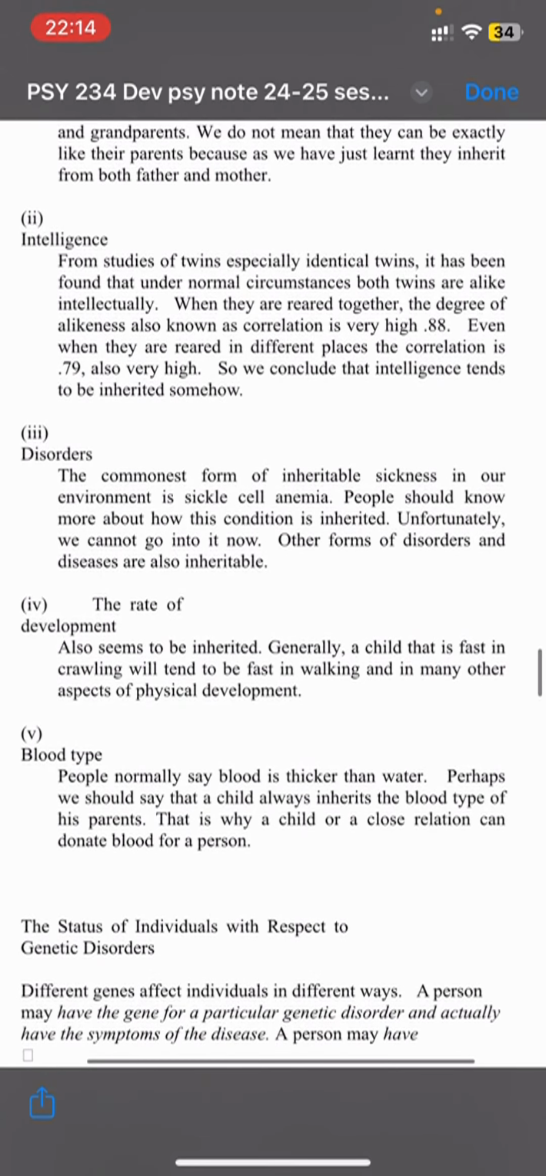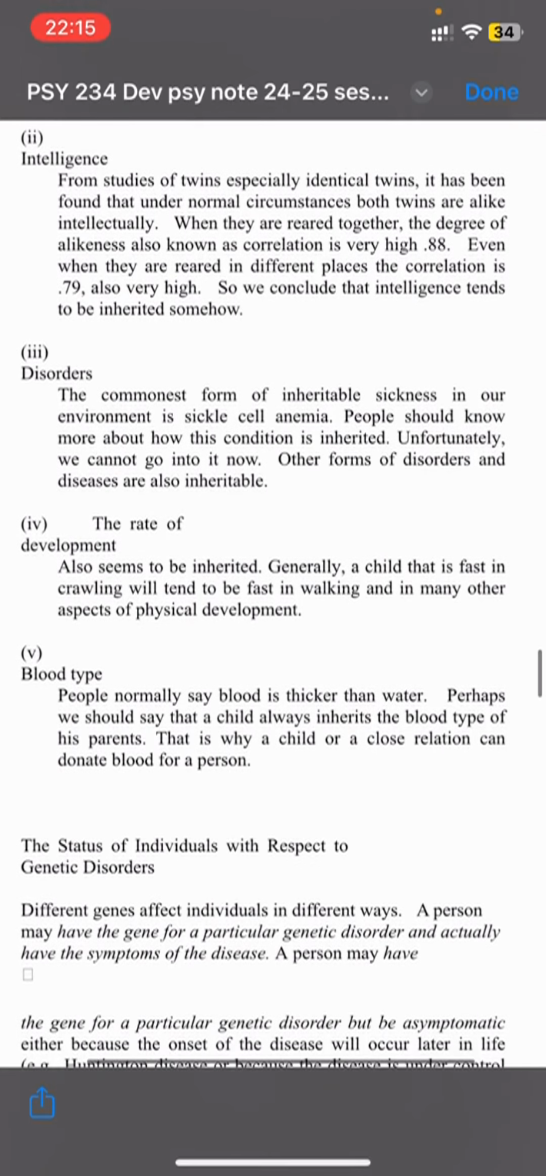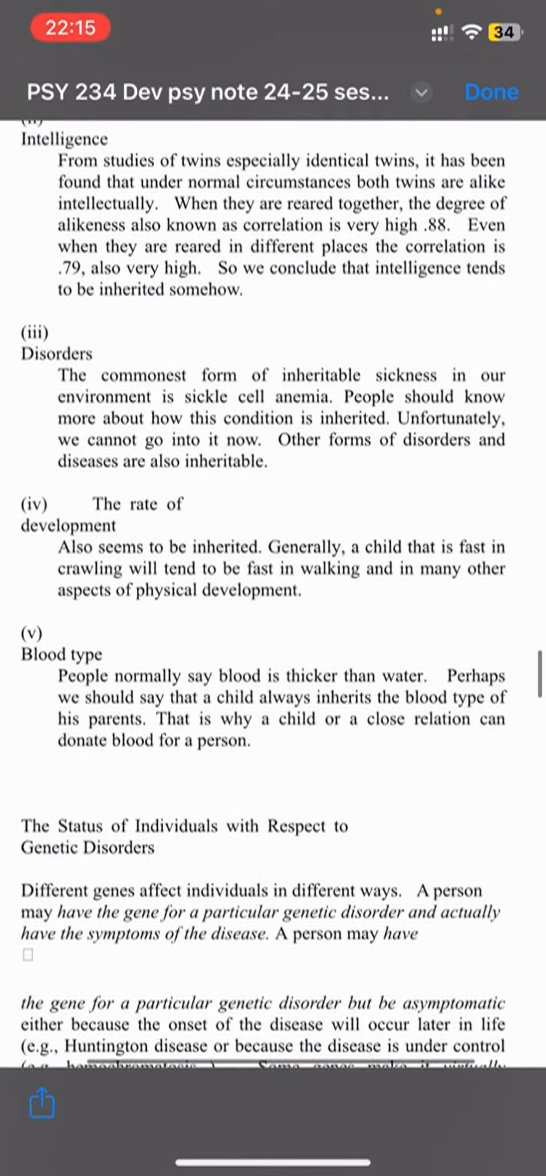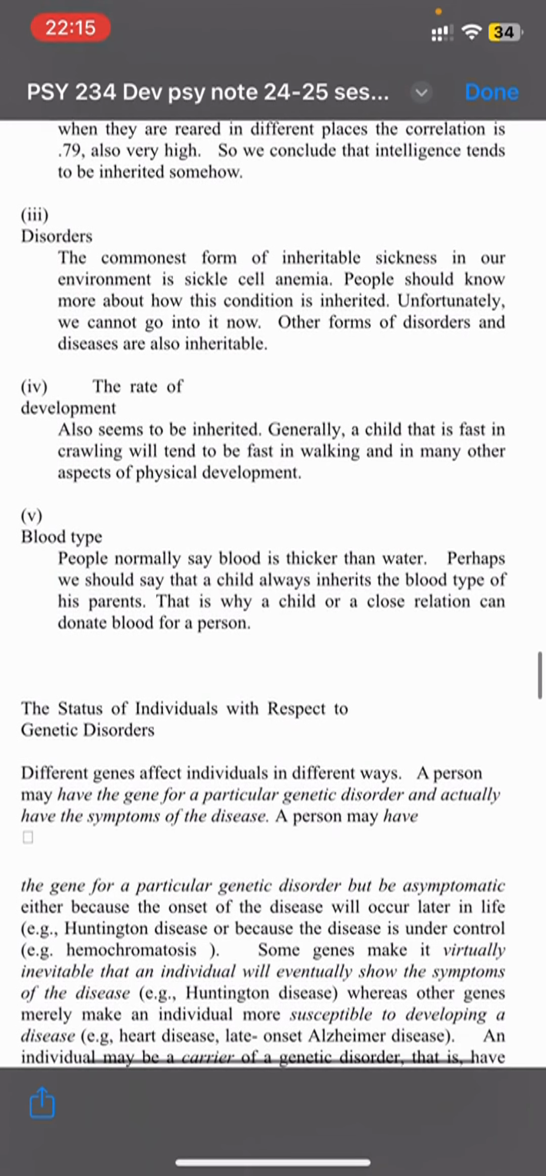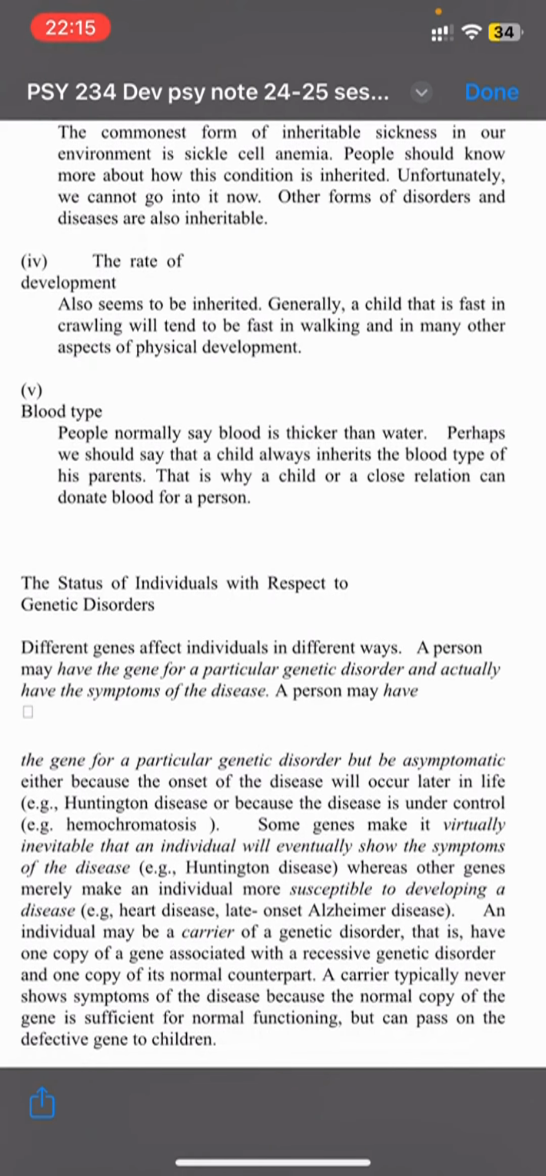Now, the commonest form of inheritable sickness in our environment is sickle cell anemia. People should know more about how this condition is inherited. Unfortunately, we cannot go into it now. Other forms of disorders and disease are also inheritable. So the rate of development, the rate at which you grow, will be different from the rate at which someone else will grow. No matter if you put them in the same environment, their rate of growth will still be different because it is in their heredity.